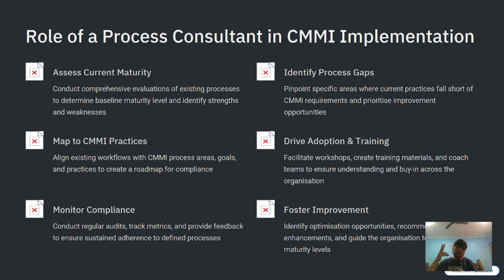What is the next thing which he has to do? Identify the process gaps. Pinpoint specific areas where current practices fall short of CMMI requirements and prioritize improvement opportunities. Identify those gaps. Yes, the project is following some kind of processes, but there is some kind of a gap. The numbers are not good there, even if the project is following the processes. So what is the gap there? Identify that and try to implement the maturity level.